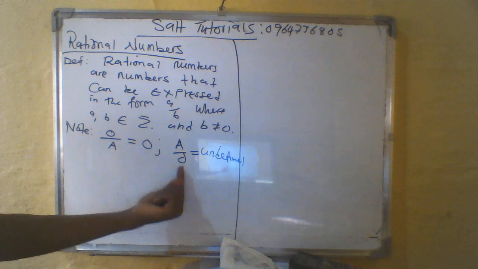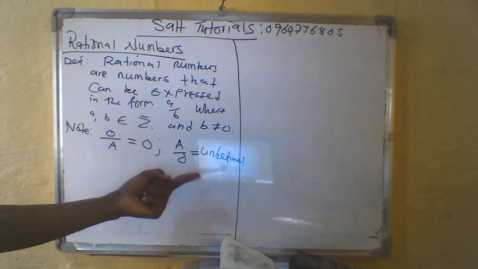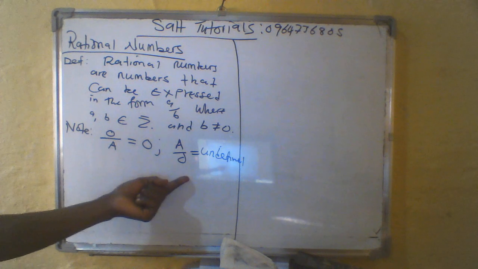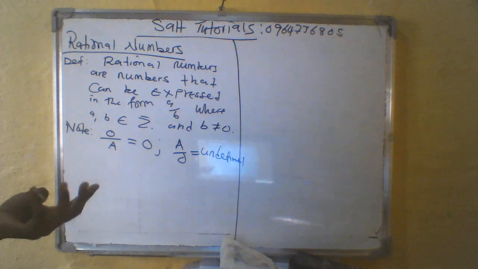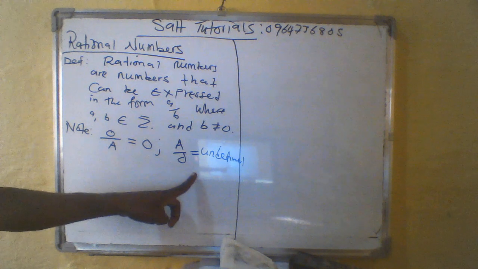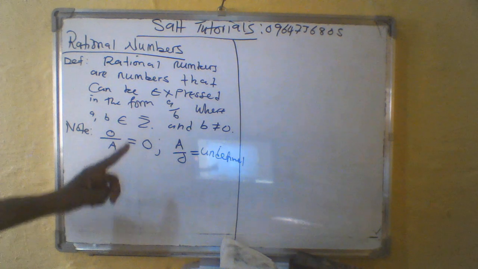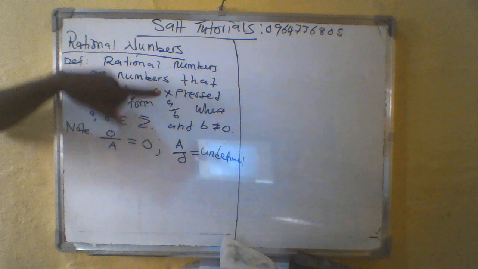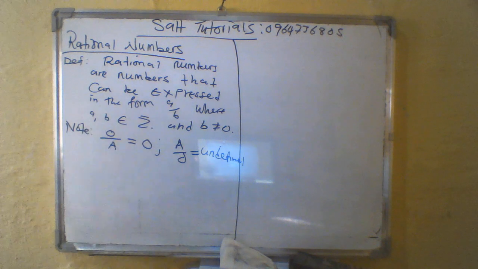As long as there is 0 in the denominator, this cannot be defined. That is why even if you were to punch this on your calculator, 100 divided by 0, 10 divided by 0, 98 divided by 0, the answer on your calculator just becomes something like a math error, because this is undefined. But 0 divided by anything, the answer is basically 0. So every time we're trying to define rational numbers, we are saying any number which can be expressed in the form of a over b is a rational number.